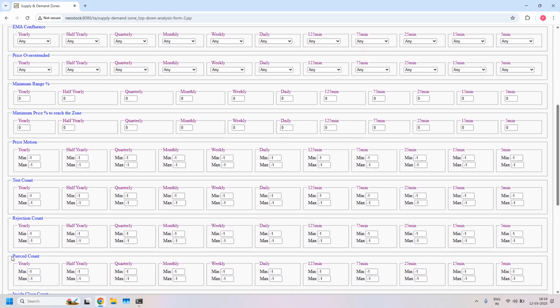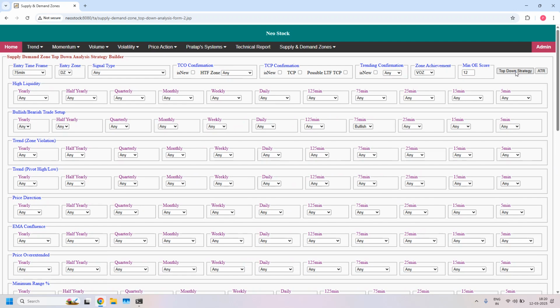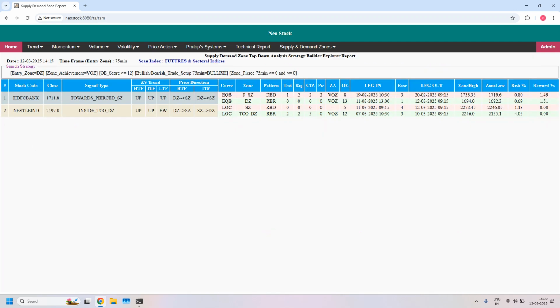So in the pierced count at 75 minutes time frame, I am setting minimum value 0, maximum value 0. That means pierced count is 0. Pierced count 0 means zone is not pierced. So with these filters, we got 2 stocks.